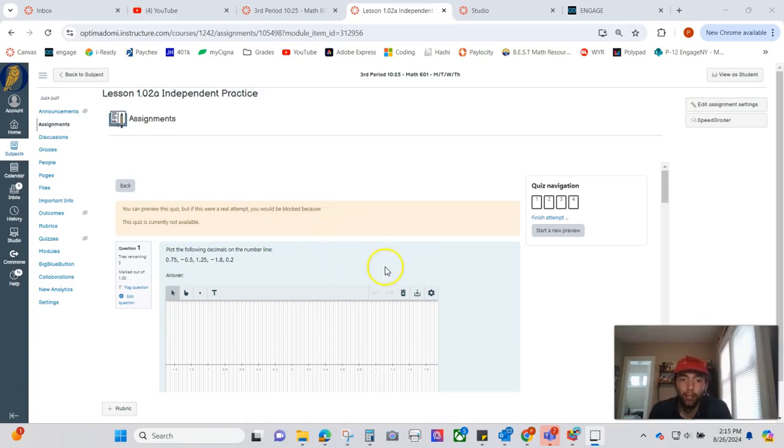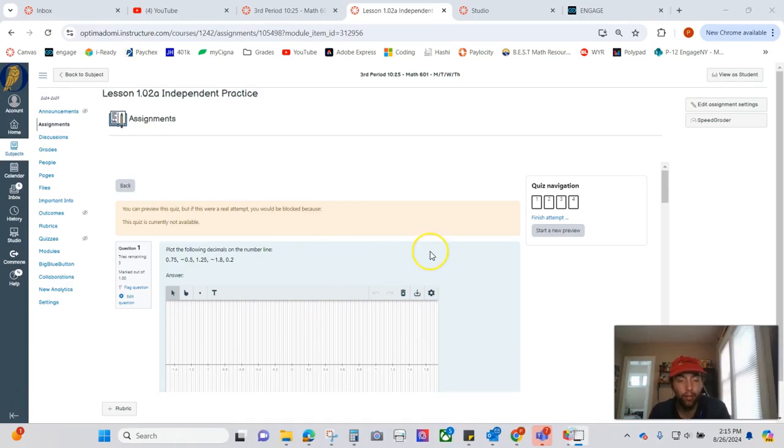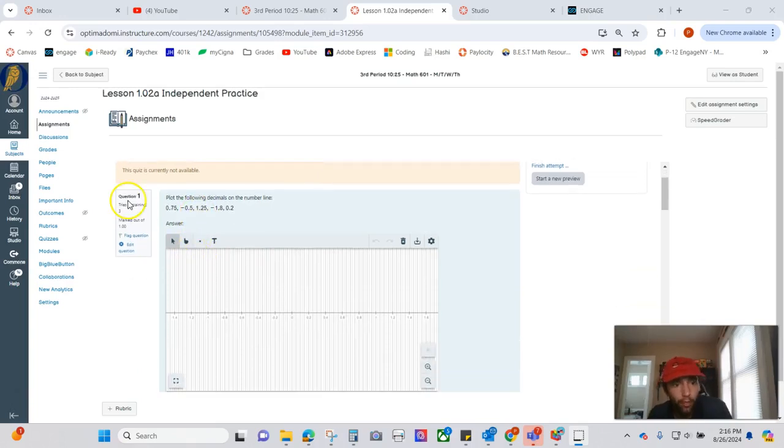Lesson 1.02a. Looks like for this lesson we are plotting rational numbers on a number line. Let's get started with this first one. Question 1. Plot the following decimals on the number line. I have 1, 2, 3, 4, 5 decimals. 3 of them are positive decimals, 2 of them are negative decimals. Let's start with this. I'll just do them in order from left to right.